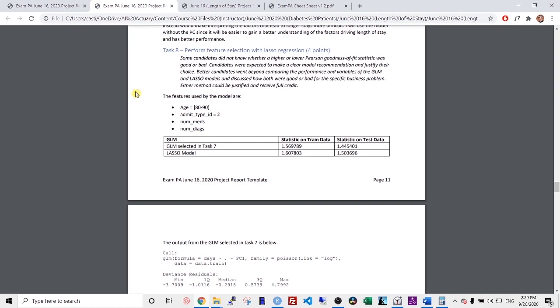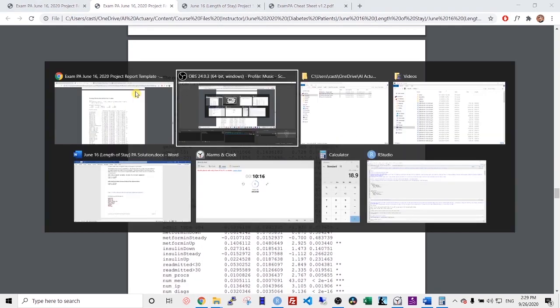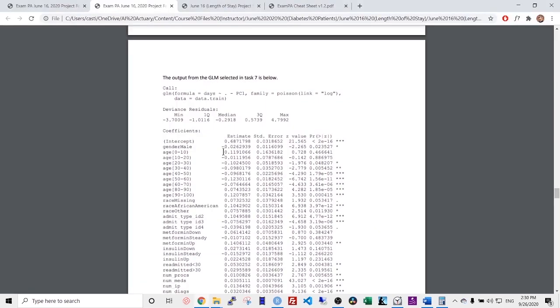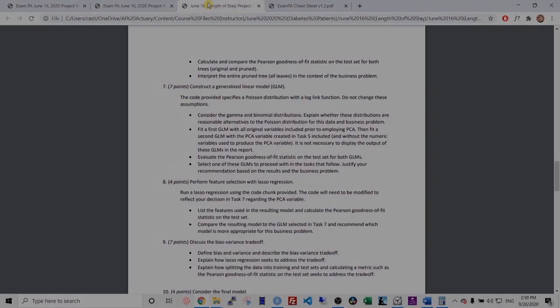So in our example, we wanted to highlight not just the value of the statistic, like we can say the goodness of fit stats are calculated below. Also consider that the principal component would be more difficult to interpret. And so this implies that the first model is better both for performance and for ease of interpretation. So this goes back to the objective. Is the objective of the report inference, or is the objective prediction?